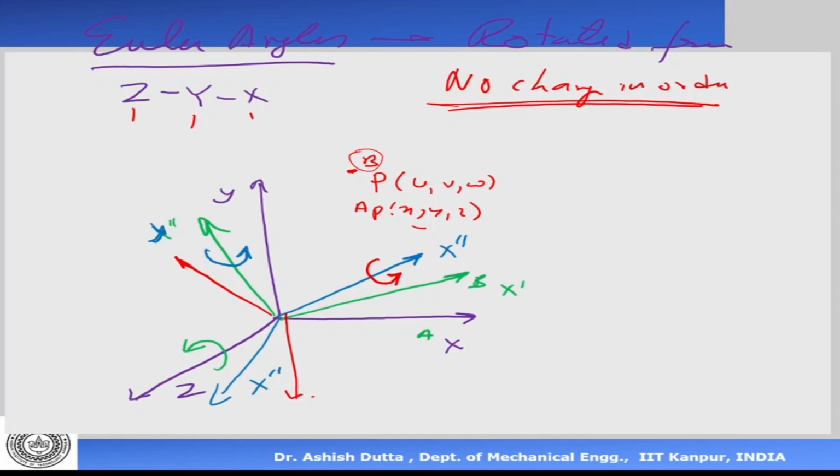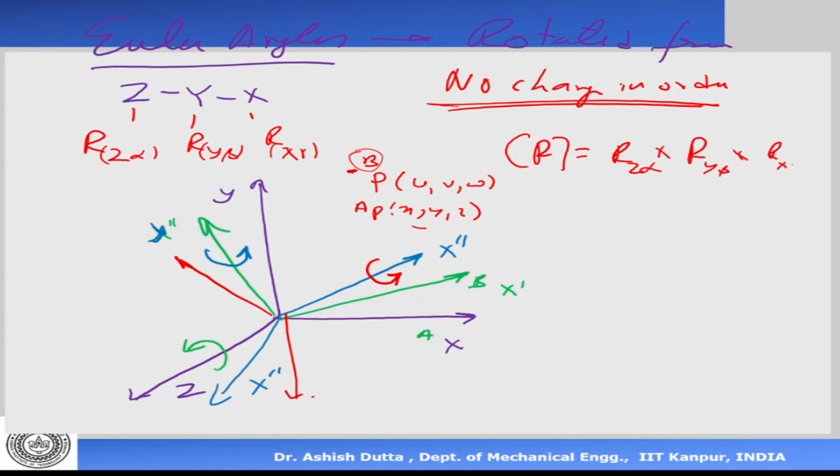What was the first one we took? We took a rotation about Z, right? So it was R_Z by an angle, let's say alpha. Then I took a rotation of R_Y, beta, and R_X, gamma. The combined rotation matrix will be equal to R_Z(alpha) R_Y(beta) R_X(gamma). That means the order in which we multiply did not change. In the previous case, I reversed the order.